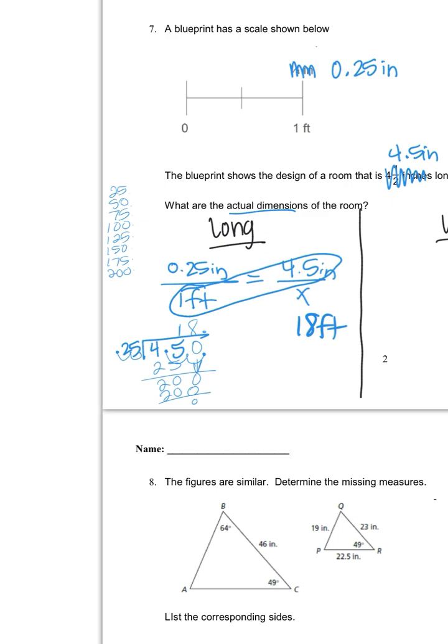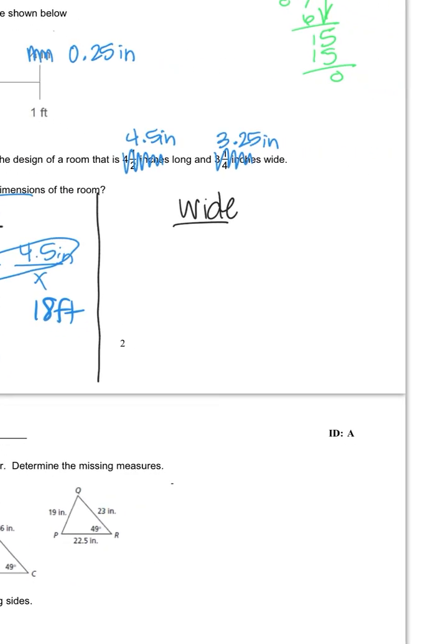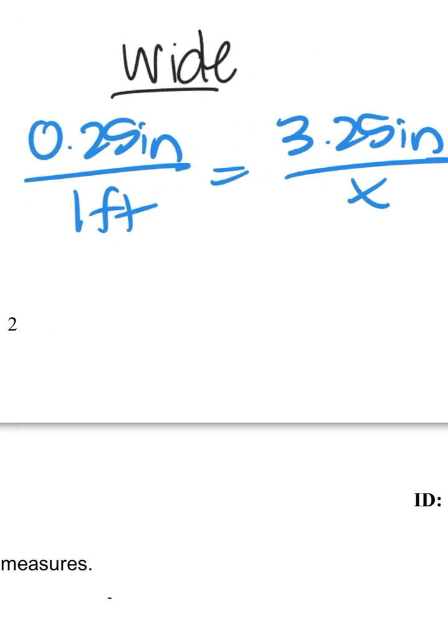18 feet. All right, we're going to use the same setup of proportion. So 0.25 inches over 1 foot. And I am told that my room is 3.25 inches wide. And how many feet is that? We're going to do the same process here of 1 times 3.25, which is the same thing, and then divide by 0.25.